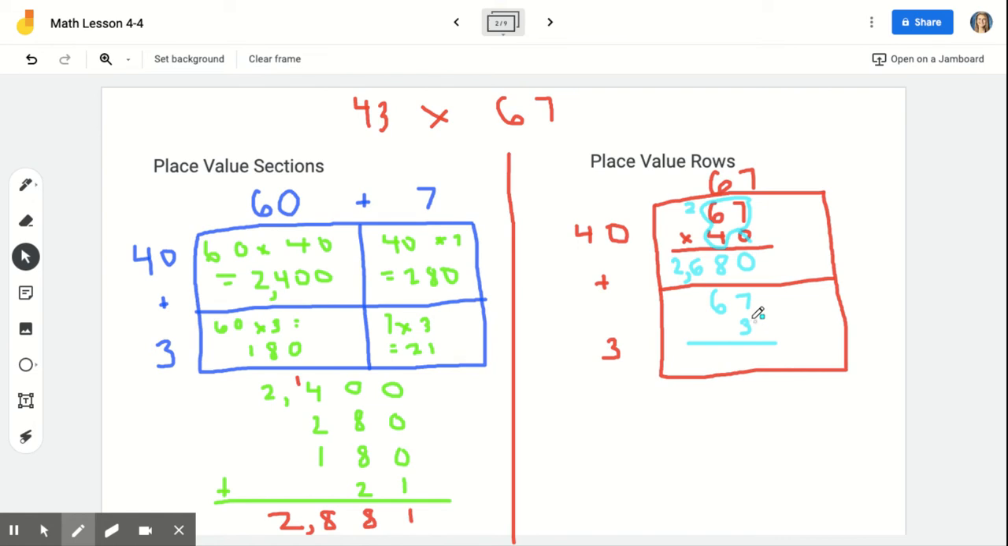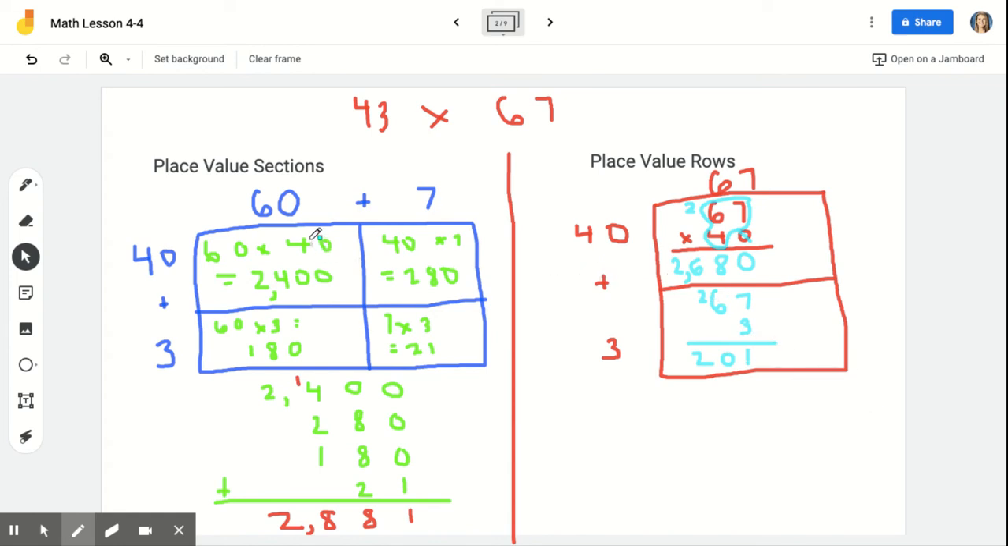7 times 3 is 21. So we're going to put a 1 in our 1 spot, 2 above the 6. 6 times 3 is equal to 18, plus 2 is equal to 20. And we arrive at our second partial product of 201 here.